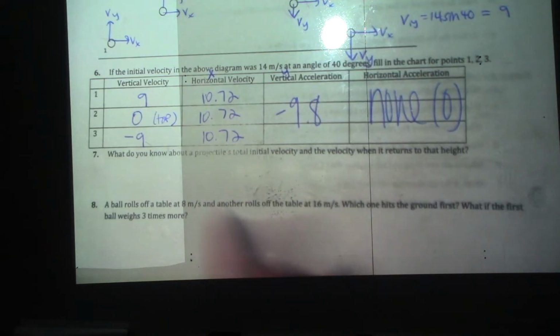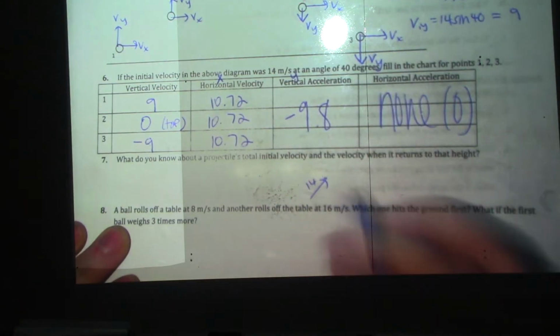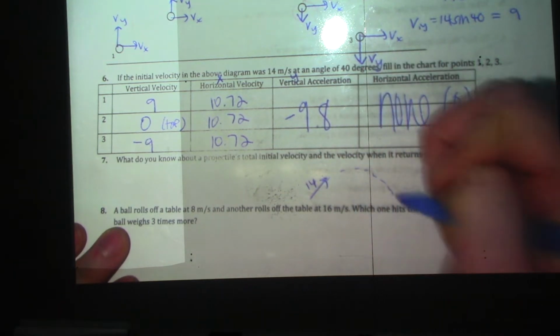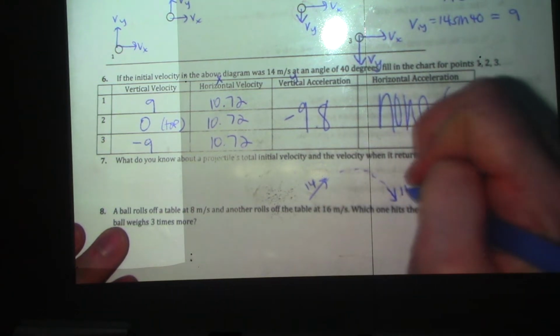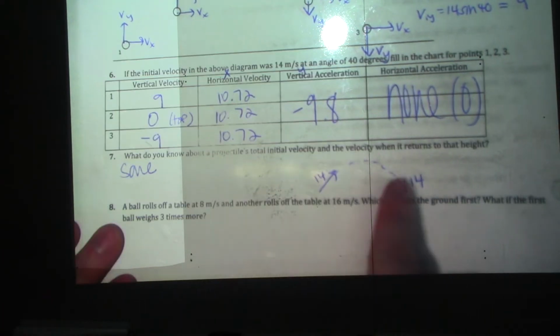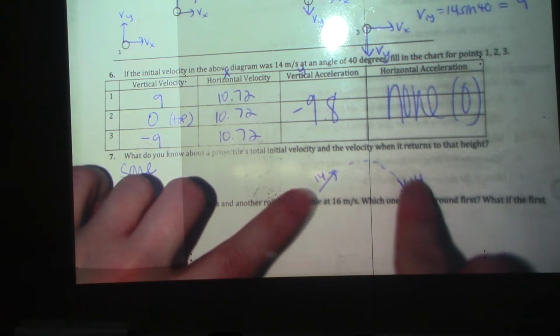What do we know about the projectile's total initial velocity and the total velocity when it returns to that height? So think about it: the total initial velocity here was 14. If something goes up with 14 meters per second, what do we know about the velocity when it returns to that height? Hopefully you're thinking it's the same, it's 14. So yes, it is the same. Technically the y part is now down. It's right and up here, where it's right and down here, but it's still the same number. It's the same speed.